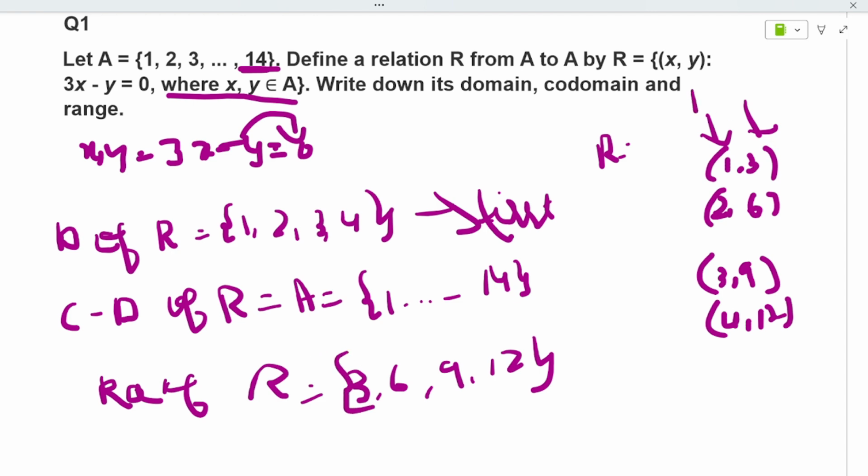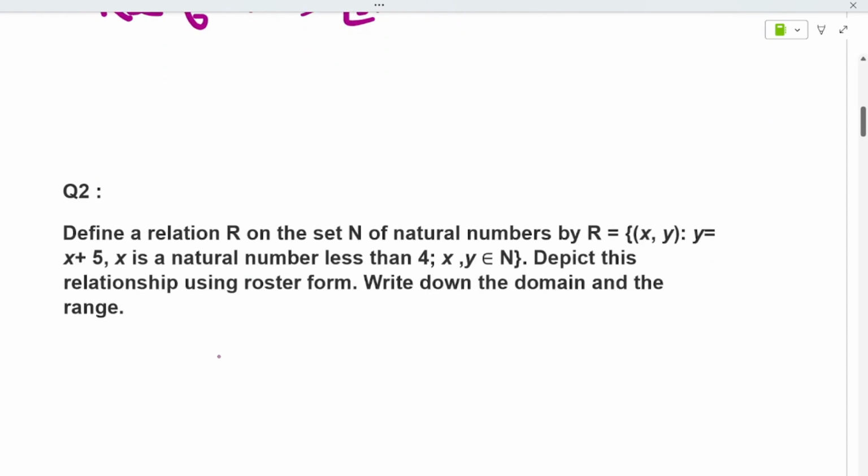This is nothing but the domain, this is nothing but the range. The codomain is nothing but the set they have given, the whole set of elements. Okay, this is how you solve these questions.